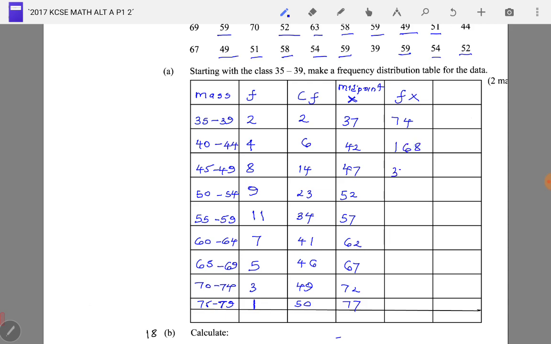Then we have 376, 468, 627, 434, 335, 216, then 77.